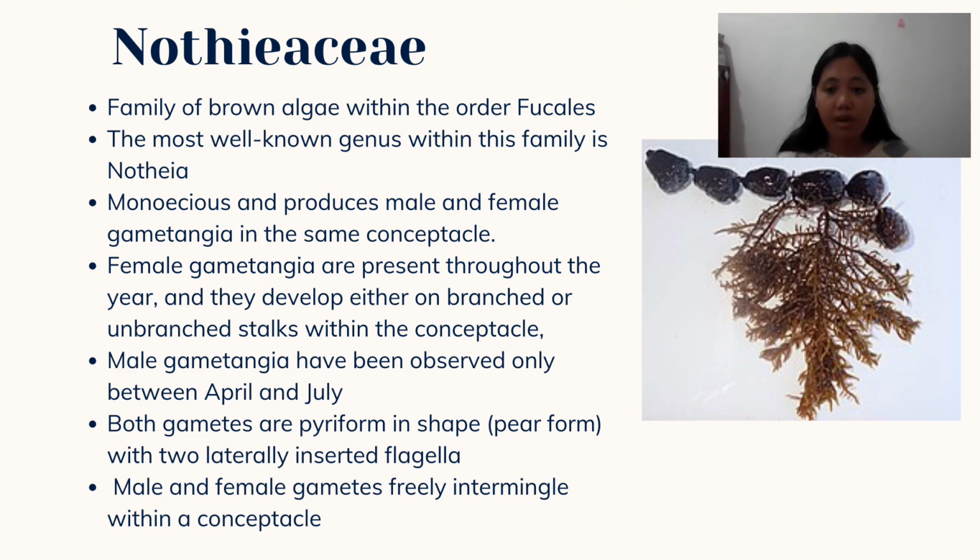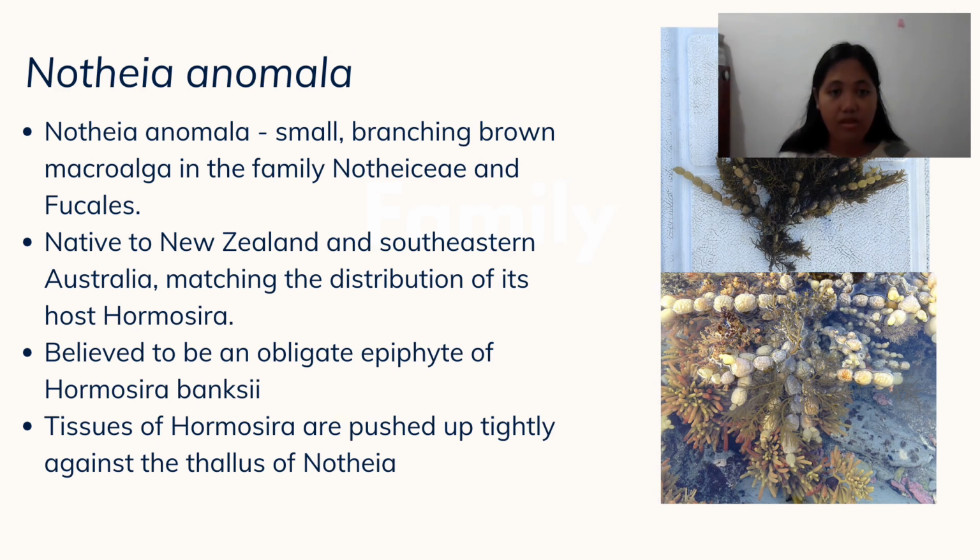The male and female gametes freely intermingle within the conceptacle. So the well-known species under the Notheaceae is Notheia anomala. Notheia anomala is a small branching brown macroalga in the family Notheaceae and order Fucales. They are native to New Zealand and southeastern Australia, matching the distribution of its host Hormosira. Notheia anomala is believed to be an obligate epiphyte of Hormosira banksii, although there's a single unconfirmed observation of Notheia attached to Cystophora quadrophila, which is a species under Hormosira.